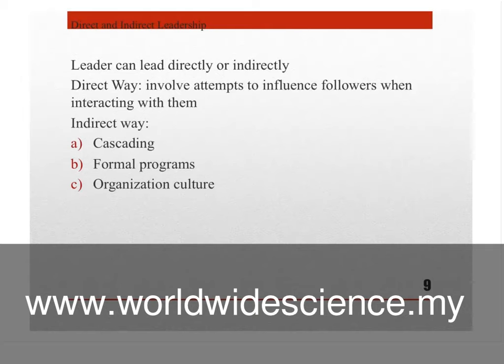And one form of indirect leadership is cascading. So what exactly is it? It is when the direct influence of the CEO is transmitted down the authority hierarchy of the organization, from the CEO to middle managers, and from them to lower managers, to regular employees. So cascading is when it goes from level to level.